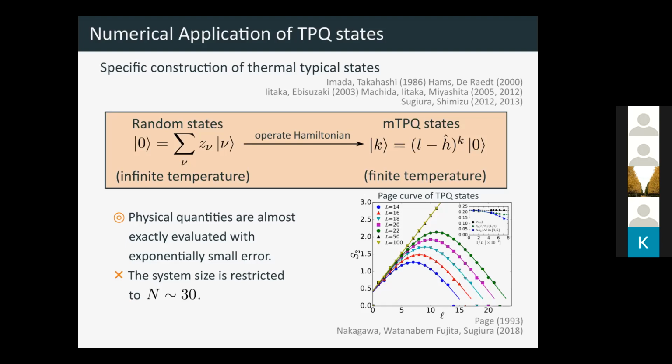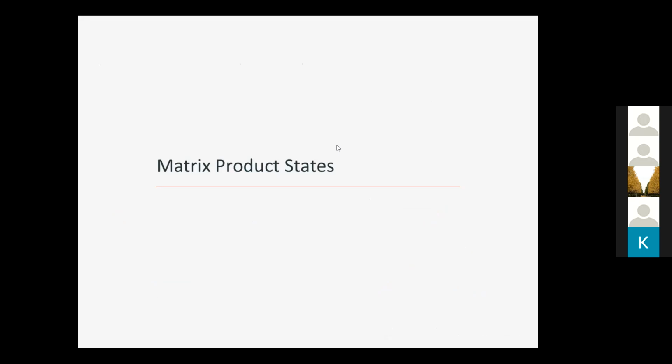And with the TPQ method, we are only able to access sizes up to 30. So this is the reason why we started to think about combining the large size MPS with TPQ states.